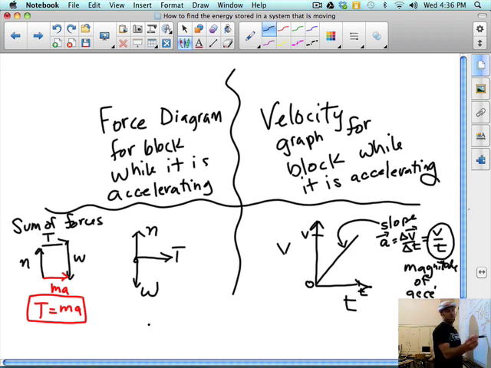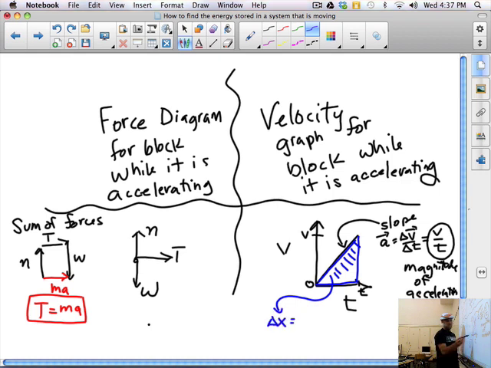I need the number. The other thing that this graph can help us find is the displacement, okay? The displacement should be the area under this graph. What is that? Isn't that going to be Vt, V times t?